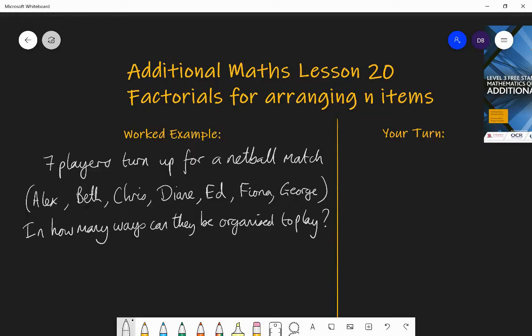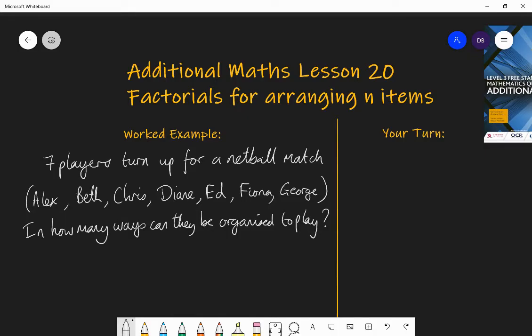Okay, so this continues our work in the probability chapter. So we started with conditional probability. We're going to move on to now combinatorics. So that's permutations and combinations, the number of ways of arranging things and the number of ways of combining things. Okay, so we're going to start with this worked example.